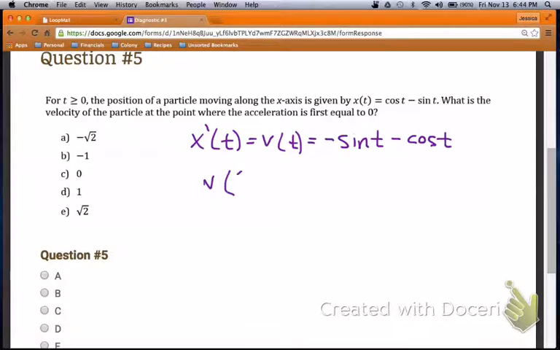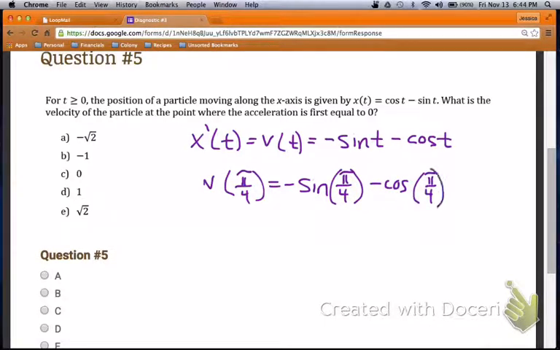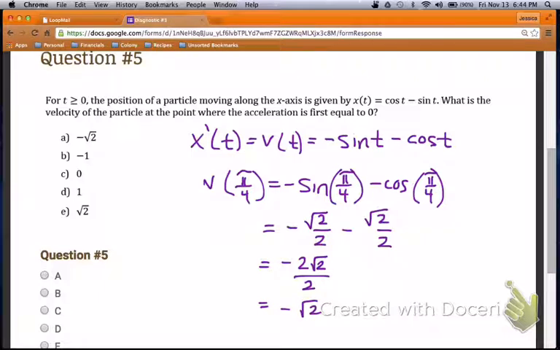So I have v of pi over 4 equals negative sine of pi over 4 minus cosine of pi over 4. And sine of pi over 4 is root 2 over 2, so that's negative root 2 over 2, minus cosine of pi over 4 is also root 2 over 2. So when I add these together, I have negative root 2 over 2 minus root 2 over 2, that's negative 2 root 2 over 2. Lots of 2's. And that simplifies to negative radical 2, which is answer choice A.